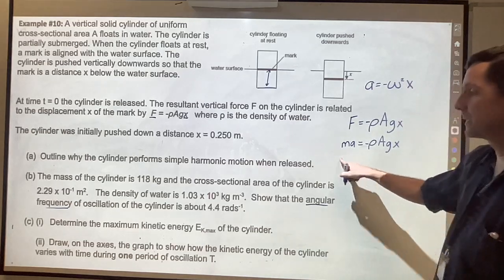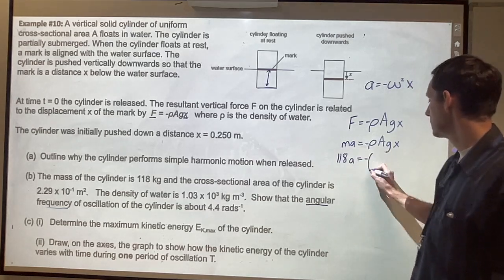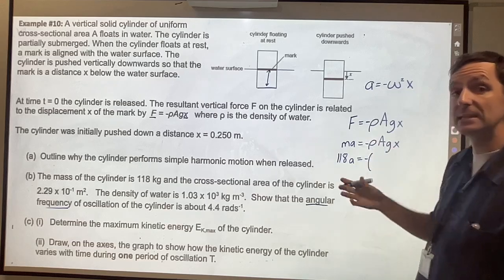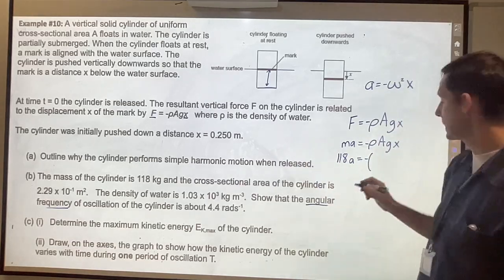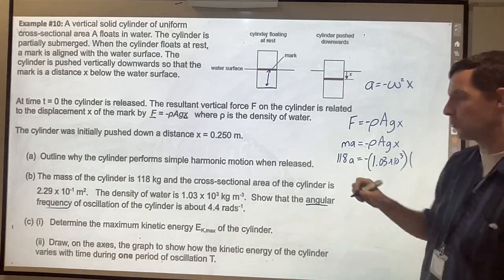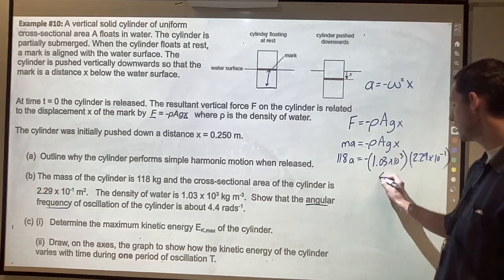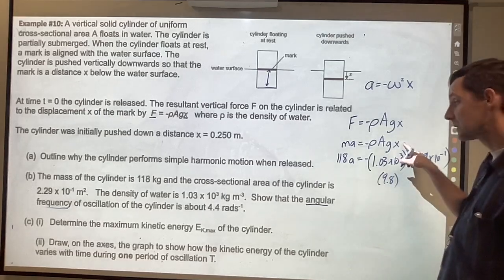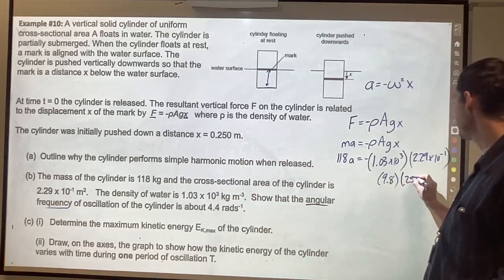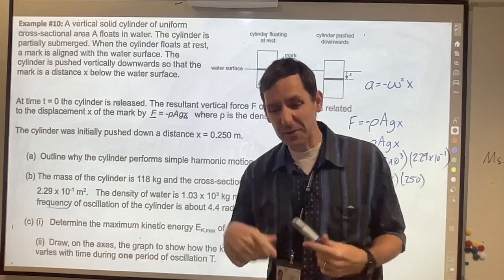Does it give us the mass? Yes, 118 kilograms. So 118 a equals density, the density of the water. Remember, in the buoyancy formula, the density that we need is the density of the fluid that's being displaced. So that's going to be 1.03 times 10 to the third times the cross-sectional area, which is given. That's the 2.29 times 10 to the negative first times g, which is 9.8, times x, which is the displacement, how far it's been pushed down, which is given to me right there. So that's the 0.250, and they were so kind to give it to me in meters. This is in meters squared, this is in kilograms per meters cubed. So everything's given to me in SI.